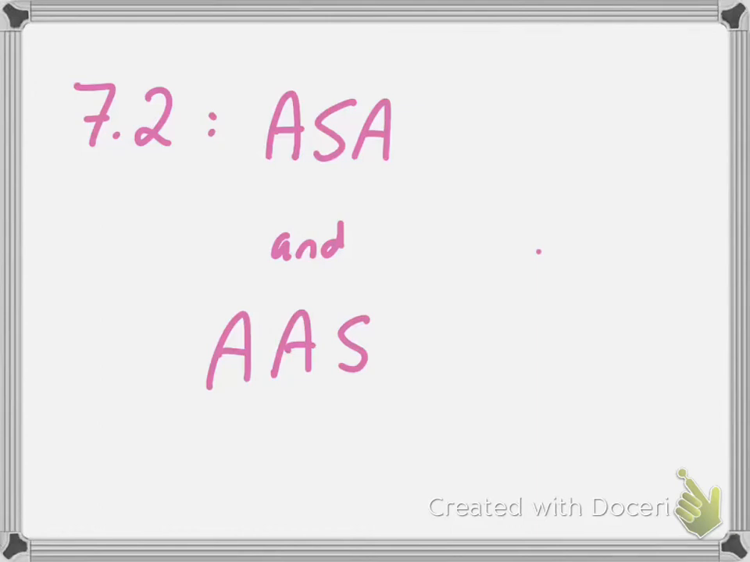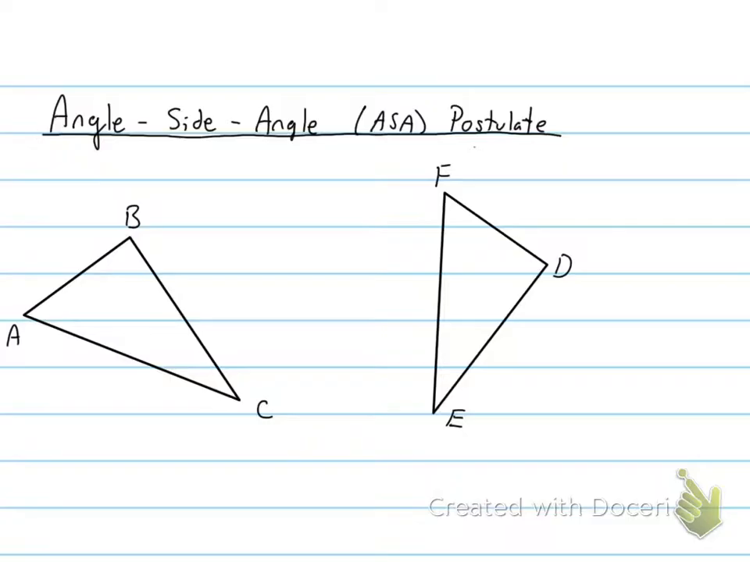All right, in section 7.2, we're going to learn about angle, side, angle, and angle, angle, side. So the angle, side, angle postulate is basically another way to prove that triangles are congruent. Let's say I have two triangles, triangle ABC and triangle FDE, and they're marked like this.